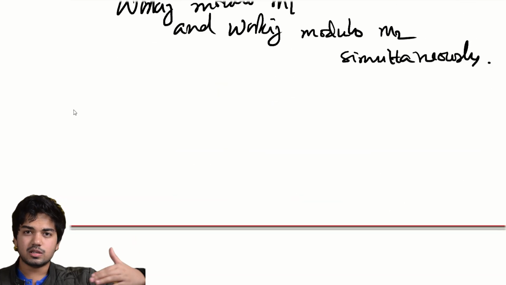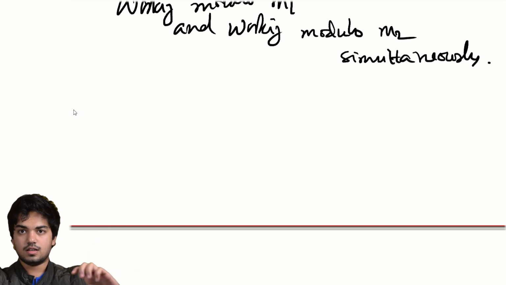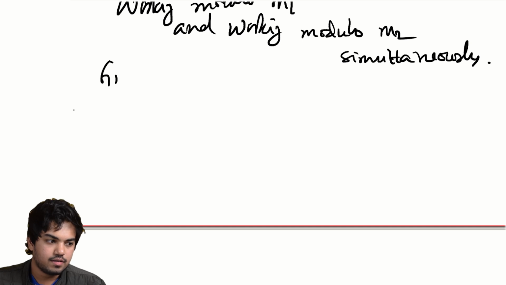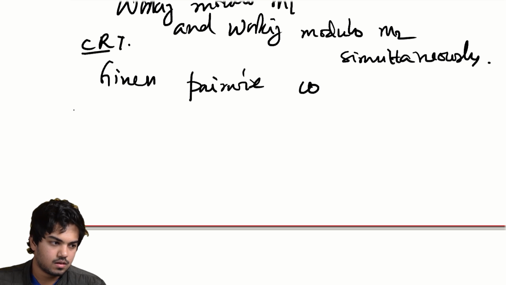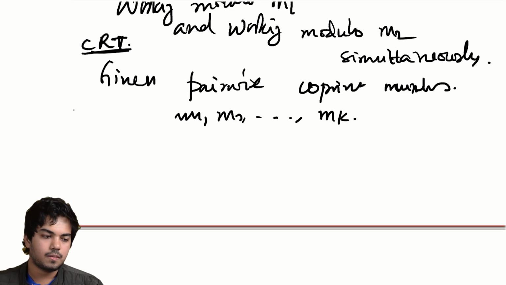And what we've done for 2 equations here, you can imagine that I could do for 3 or 4 equations by just doing it in order. If I had 3 equations I wanted to solve, I'd solve the first 2 and then solve the next 2. More generally, if I had given pairwise coprime numbers, this is the Chinese remainder theorem. Coprime numbers M1, M2, Mk, as you will.